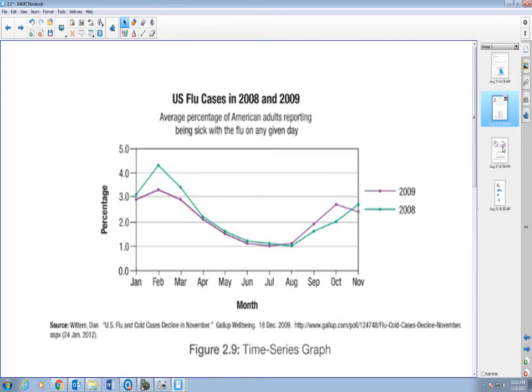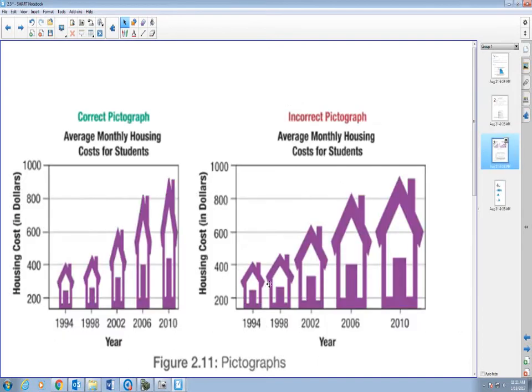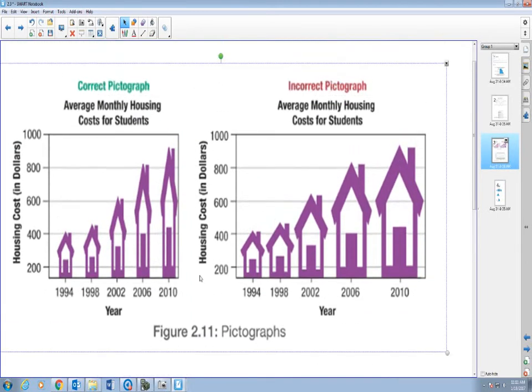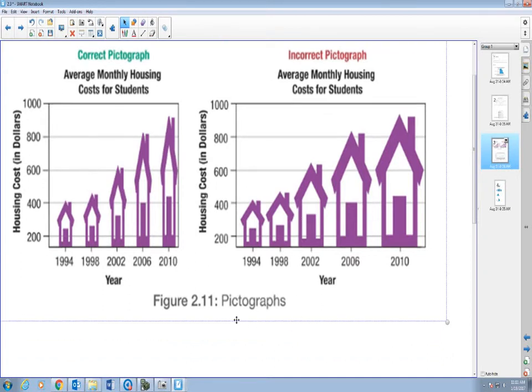An example of a cross-sectional graph. And this one is called a pictograph. So again, what's a cross-sectional graph? It displays information collected at one point in time. So this pictograph, using pictures for my graph.